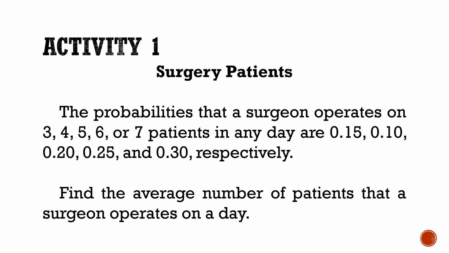So for your activity number 1 for this video lesson, your task is to deal with the given values of your random variable and their corresponding probability, and you're asked to find the value of the average number of patients that a surgeon operates on a day. So you need to follow your step number 1, step number 2, and step number 3 in getting the value of the average or the mean of the number of patients that a surgeon operates on a day.